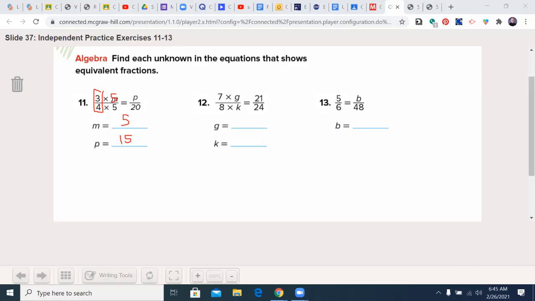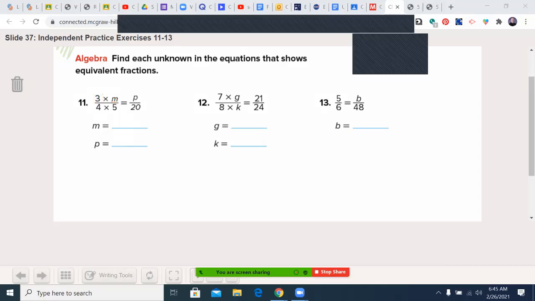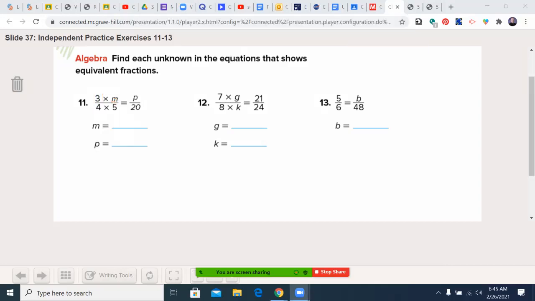I want you guys to go ahead and do numbers 12 and 13. You can pause the video and I'll see you on the other side. Welcome back. Let's see how you did.